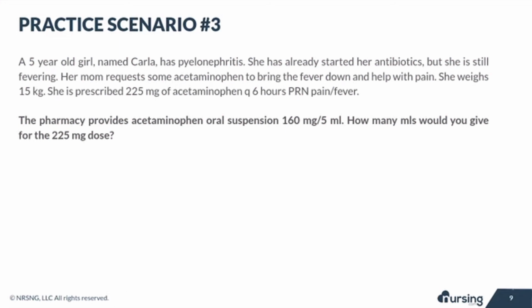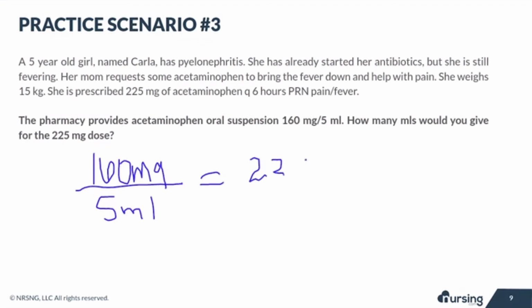Okay, so the easiest way for me to do this personally is to set this up and solve for the variable that we don't know. So what we do know is that we have 160 milligrams per every 5 mLs. And I'm going to set that equal to 225 milligrams over X because I don't know how many mLs I need to equal 225 milligrams. And when you set it up this way, all you have to do is cross multiply and then solve for X. So it's really simple and just kind of basic algebra here.